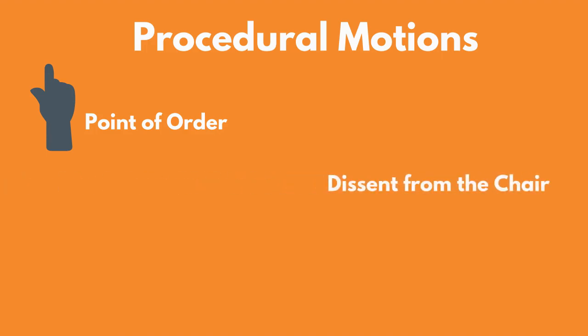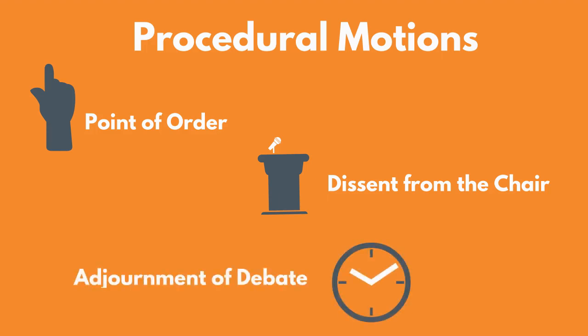Dissent from the chair. This occurs when a delegate disagrees with a ruling from the chair. Adjournment of debate. This is used when a delegate believes it would be better that the debate is left to a later time. This is useful when there is insufficient information available for delegates to make a truly informed decision.